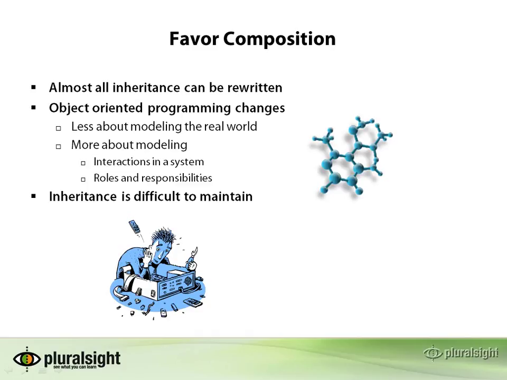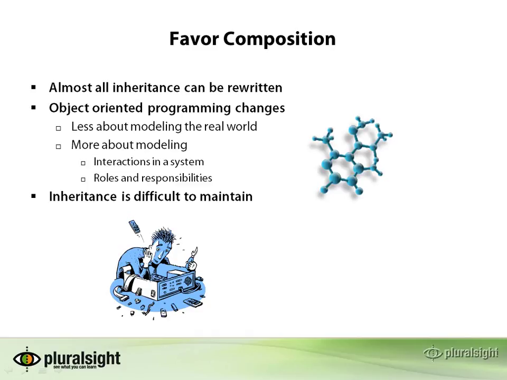So for example, if we took our example of an animal and a cat, well, a cat is an animal. We could rewrite that and say a cat has an implementation of animal. So we're going to put an animal implementation inside of cat so that cat can use all of the methods and all of the functionality that's inside animal, but it doesn't have to be one.